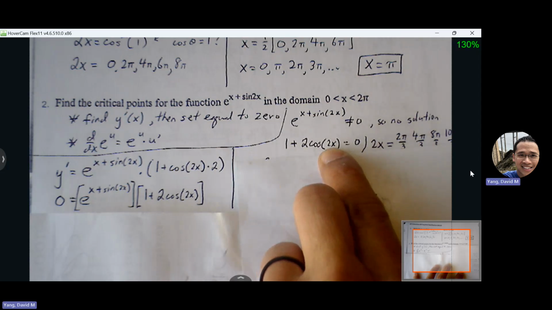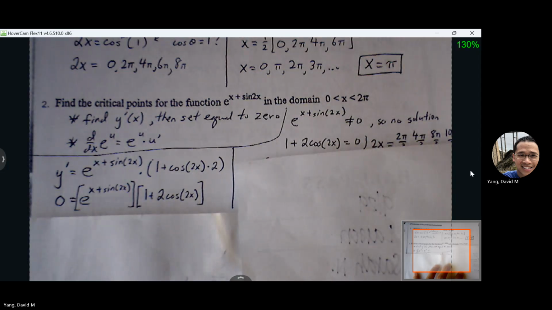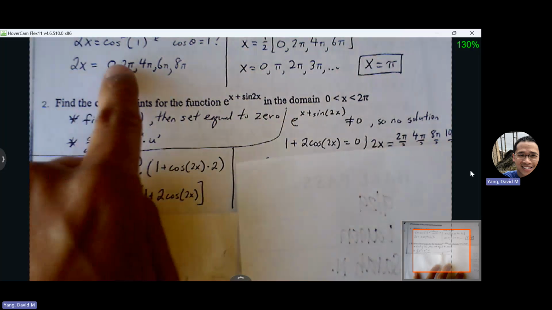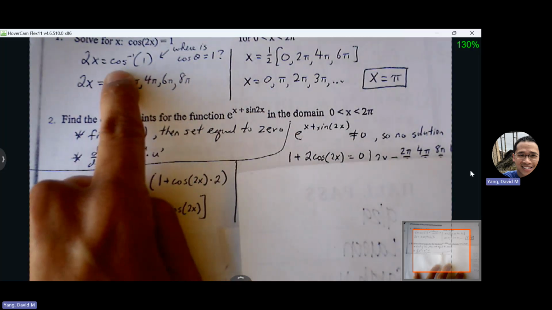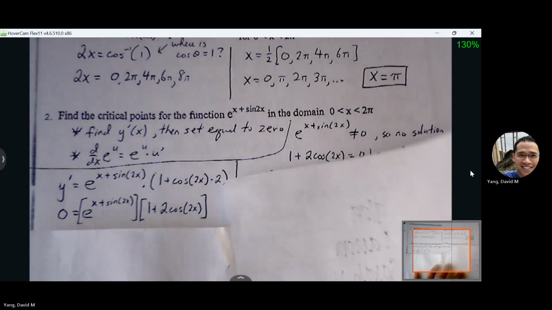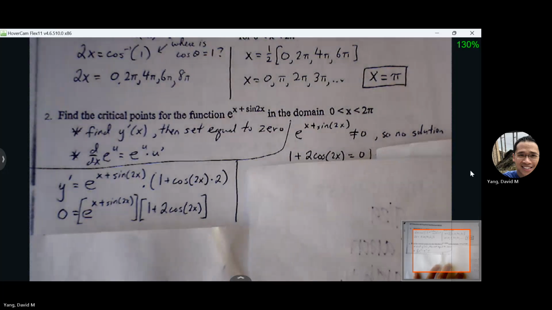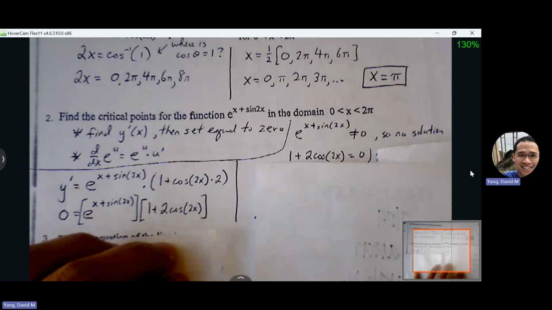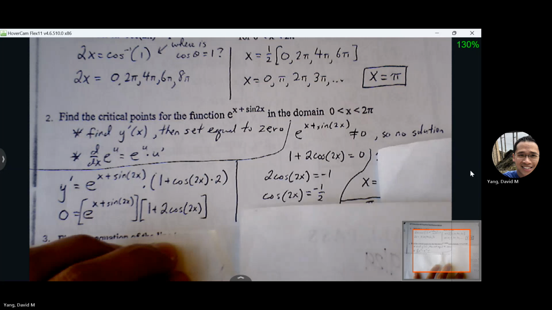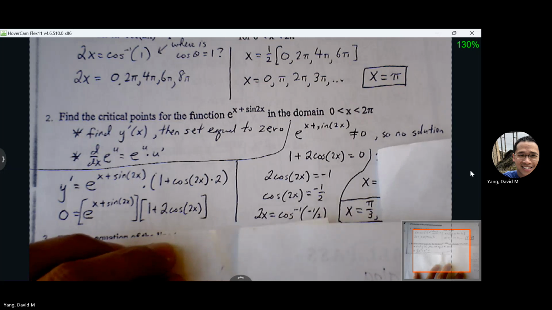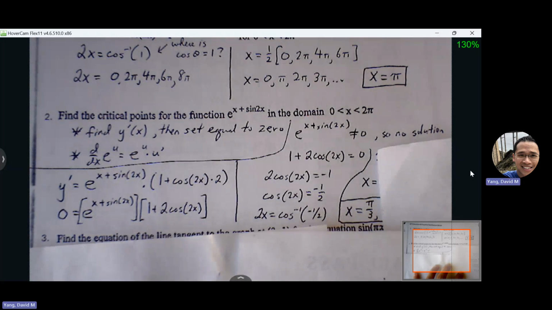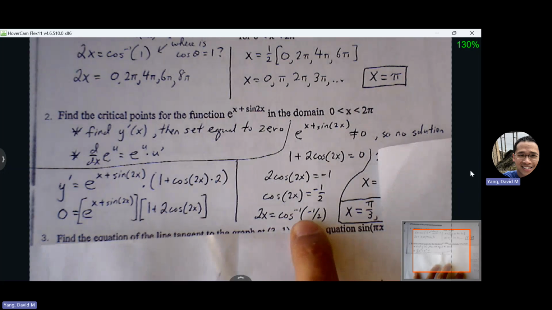So get cosine of 2x by itself, use inverse trig, and work your solution similar to how we did with number 1. Okay, so 1 plus 2 cosine 2x equal to 0. Subtract 1, divide by 2. And isolate that 2x first. And move that inverse cosine over as inverse cosine. So now we can just ask ourselves, okay, when is cosine of theta equal to -1/2?